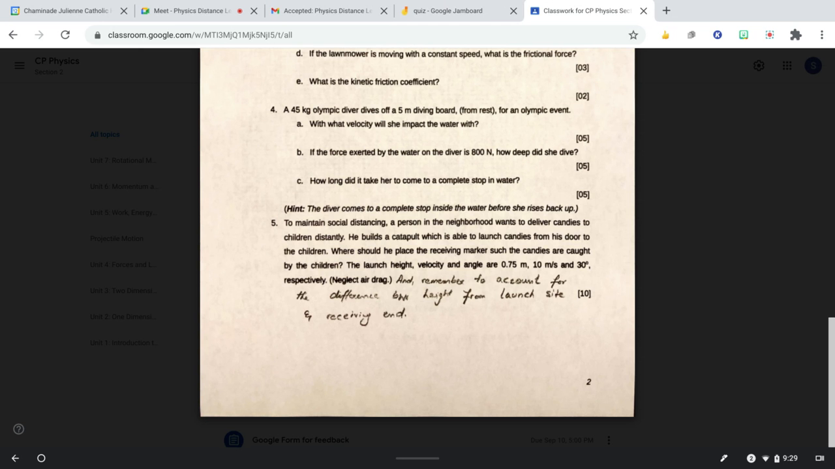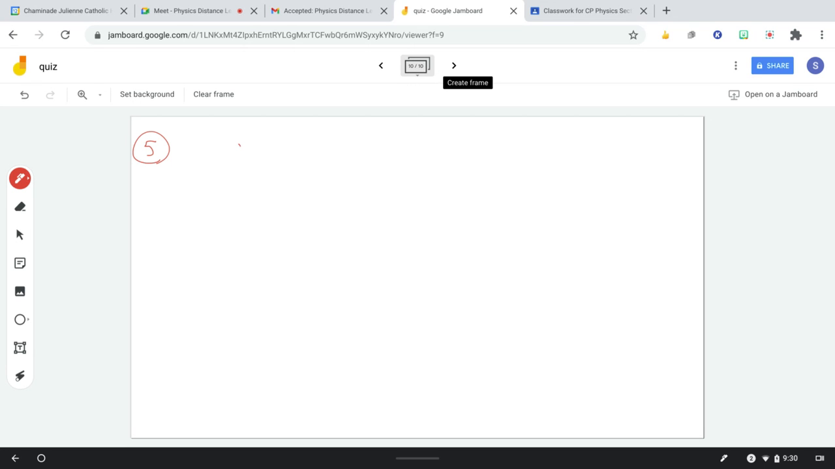All we know from the question is that the person builds a catapult which is able to launch candies from his door to the children. Then where should he place the receiving marker such that the candies are caught by the children? The launch height, velocity, and angle are 0.75 meters, 10 meters per second, and 30 degrees. So we know our initial launch velocity, which is 10 meters per second, our launch angle, which is 30 degrees, and the difference between our launch height and receiving end.